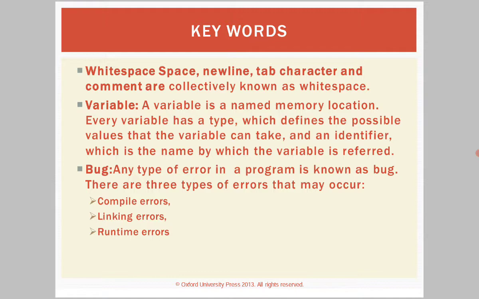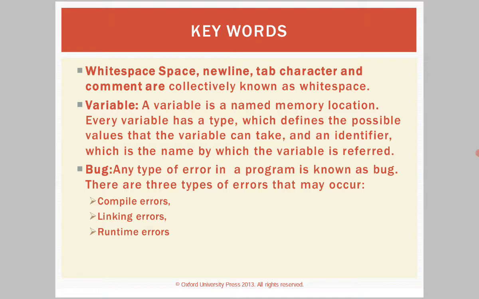Variable. So what is a variable? A variable is a name for a memory location. Every variable has a type which defines the possible values that the variable can take, and an identifier which is the name by which the variable is referred. So a variable is nothing but a memory location, and it is a name. Every variable has a data type, like integer. Some variables are integers, some variables are character, some are long, float, like that.